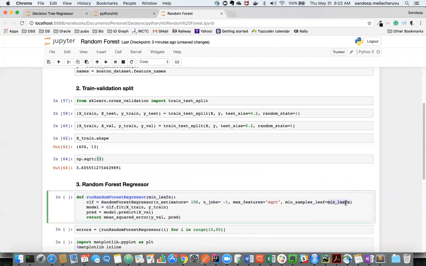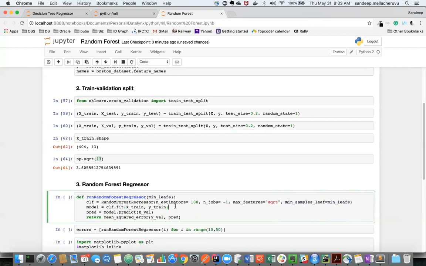Okay, and each tree is going to have some min leaves. If you remember the discussion on decision tree, you'll remember what this min sample leaves is: the minimum number of samples that are to be present in the leaf node. I'm passing that as a hyperparameter to this method.